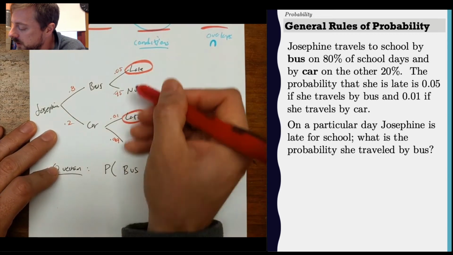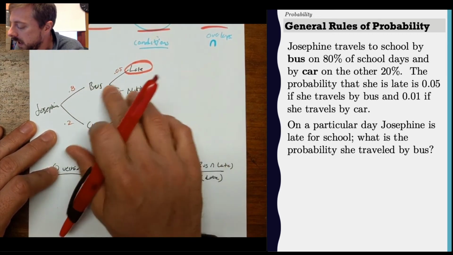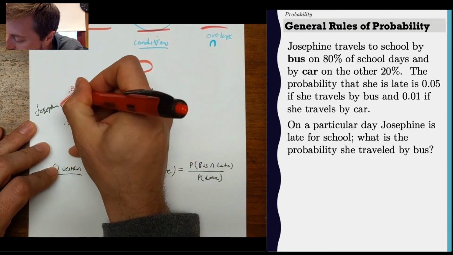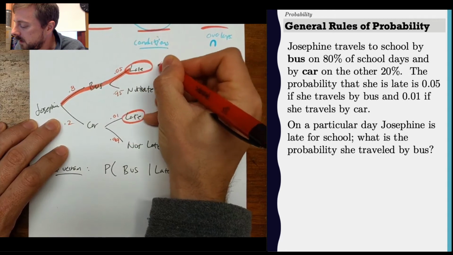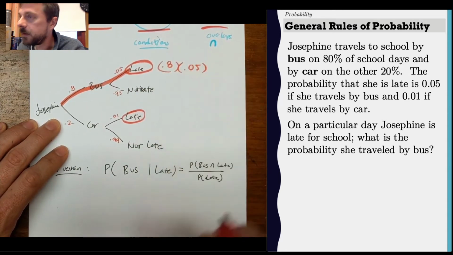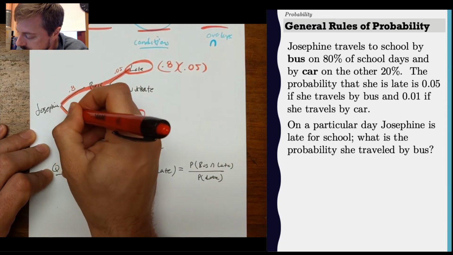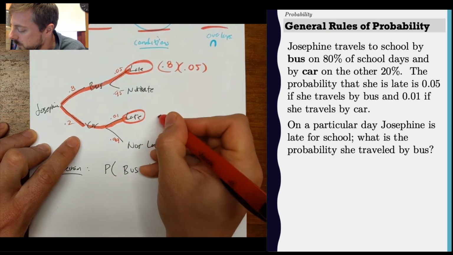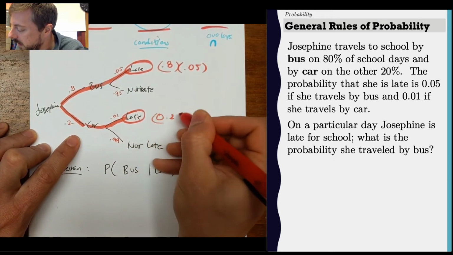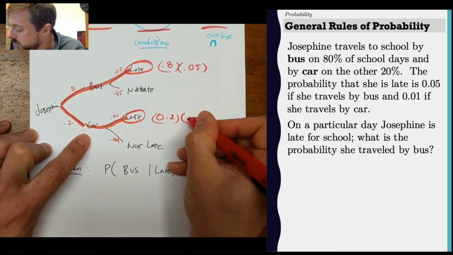So what's the probability that she was late and took the bus? Well, we just followed that path. We see the probability of that path was 0.8 times 0.05, right? The second path we see is, let's see, there was a 20% chance she took the car, and then given that she took the car, it's 1% chance. So the probability of being in that world and being late is 0.2 times 0.01.